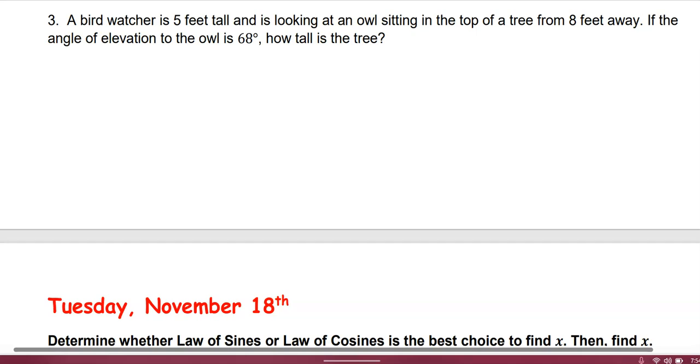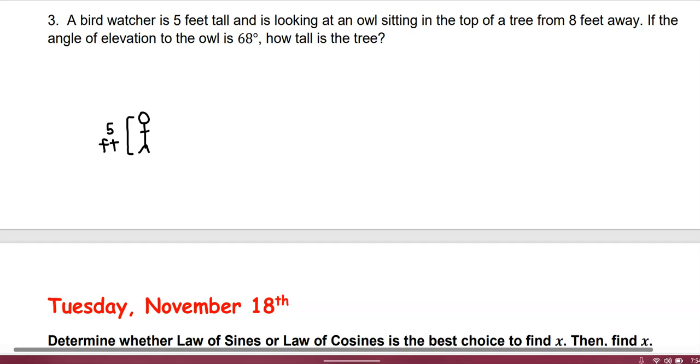Number 3, a bird watcher is 5 feet tall. A bird watcher is a person, so a person is 5 feet tall. If you're not drawing little pictures for these problems, you're messing it up. So make sure to draw your little pictures, even though it sounds silly. Make sure to draw your pictures.